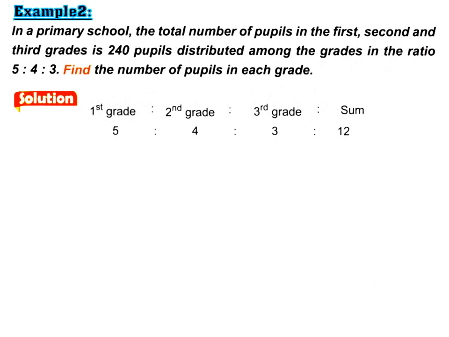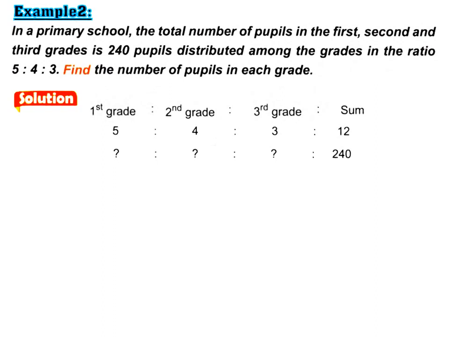Okay, he asked me to get the number of pupils in each grade. So the real number of the first grade I don't know, the second I don't know, and the third I don't know. But I know the total number of pupils, which equals 240 pupils. So I will put 240 pupils under the term of the sum, and I put question marks under the three grades.